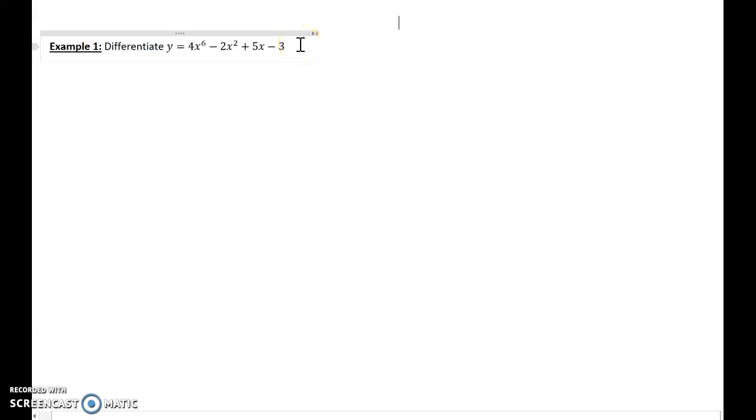Hello, so this is a simple differentiation problem. y equals 4x to the 6 minus 2x squared plus 5x minus 3. And you can see that the expression on the right of the equal sign is made up of power terms and a constant at the end. So we're going to differentiate.